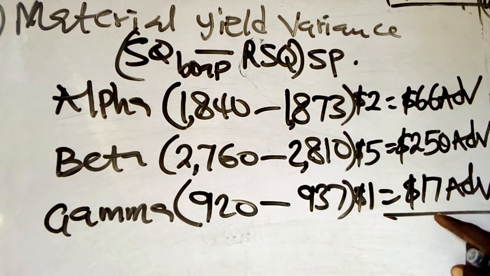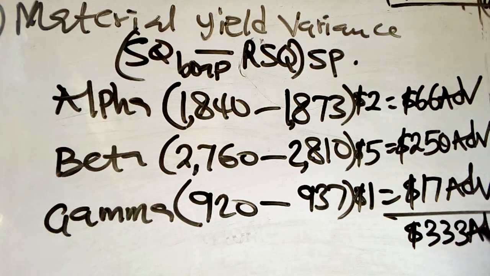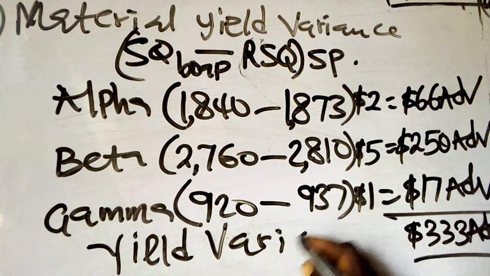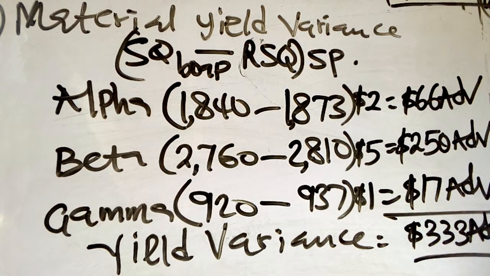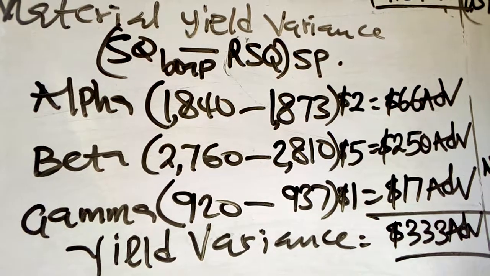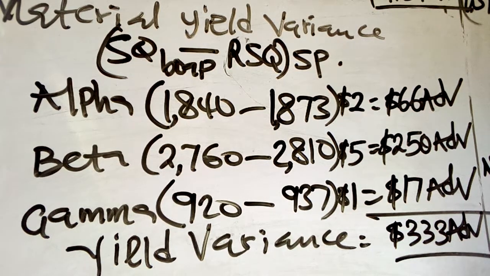Everything is adverse. So when you sum it up, 66 plus 250 plus 17, then we have 333 adverse. That is the material yield variance. 333 adverse. Now that we have determined the yield variance, let us have the summary of the mix and the yield variance to confirm if it will agree with the material usage variance.